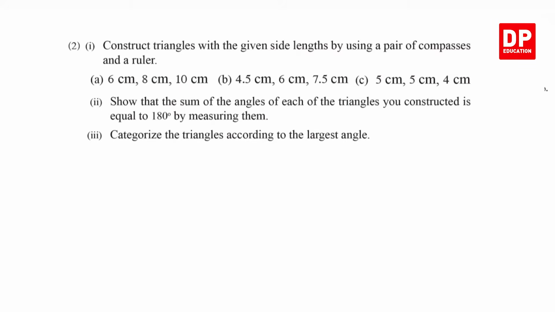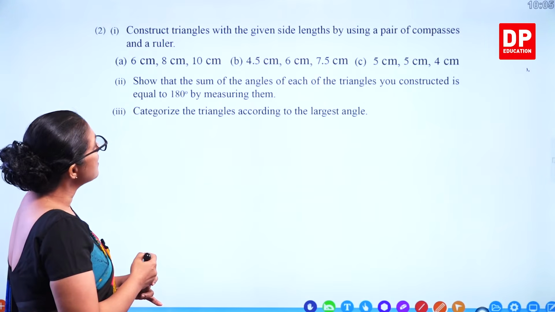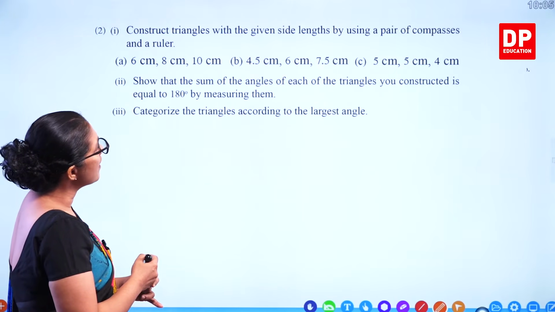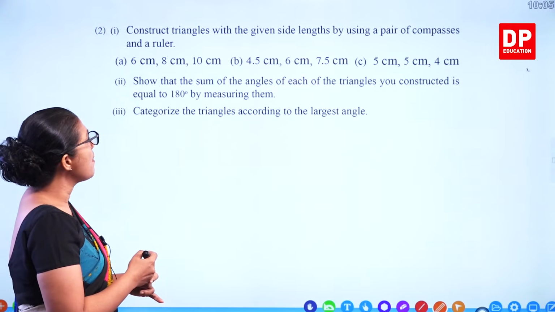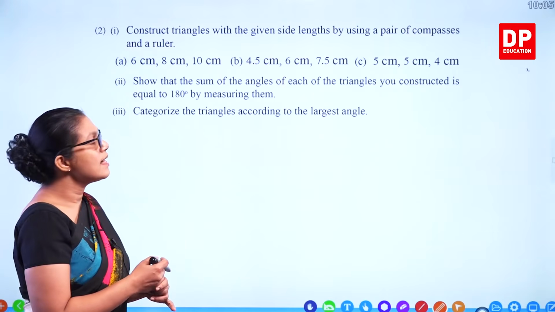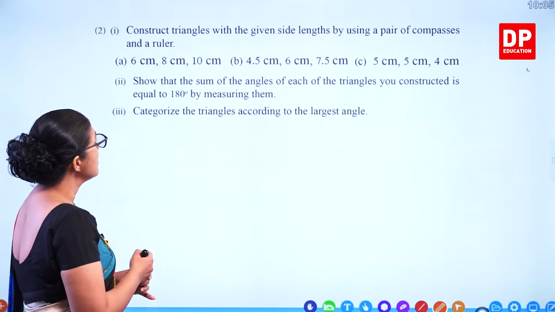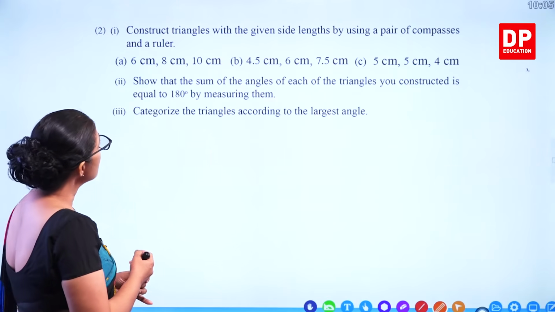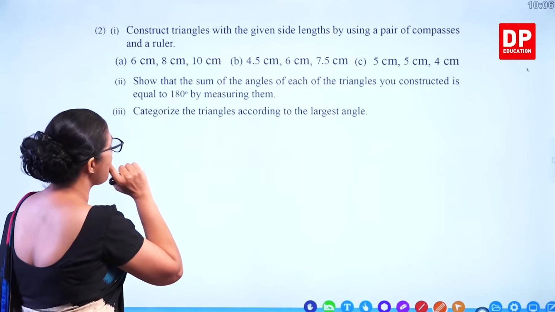Construct triangles with the given side lengths by using a pair of compasses and a ruler. Show that the sum of the angles of each of the triangles you constructed is equal to 180 by measuring them. Categorize the triangles according to the largest angle. So we'll check first whether we can construct it. So we'll take the first one here.